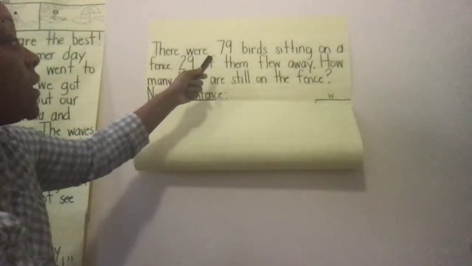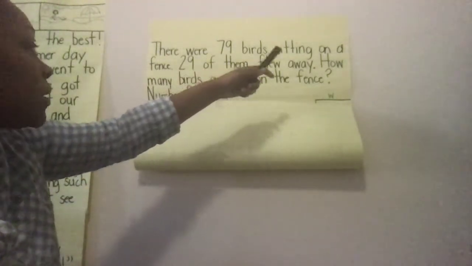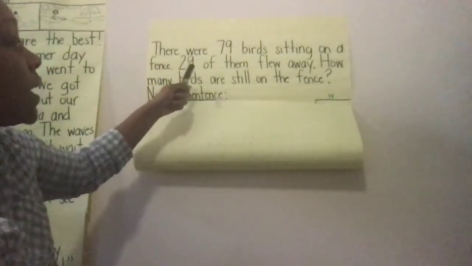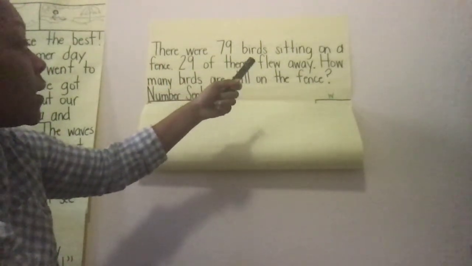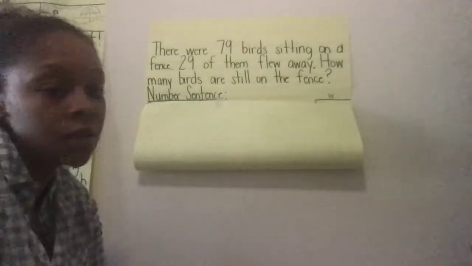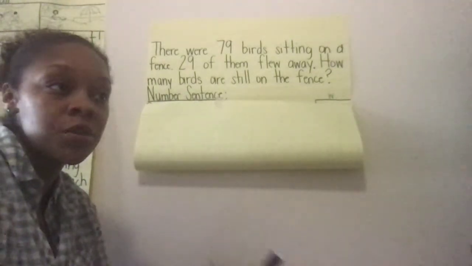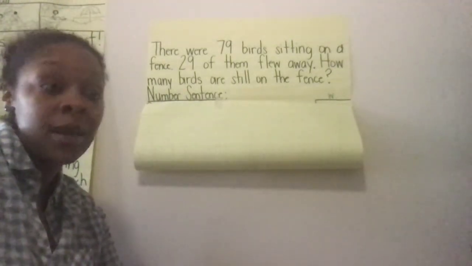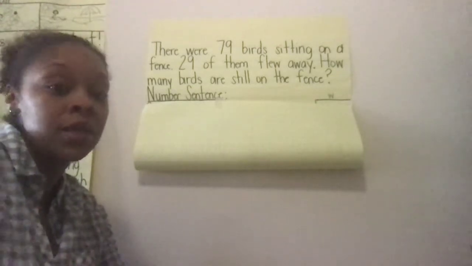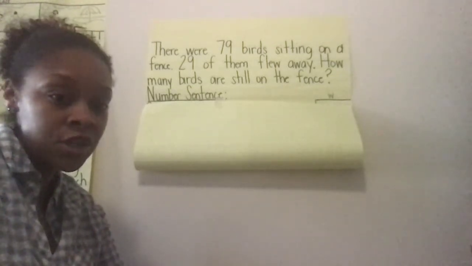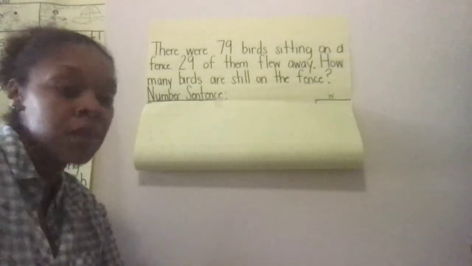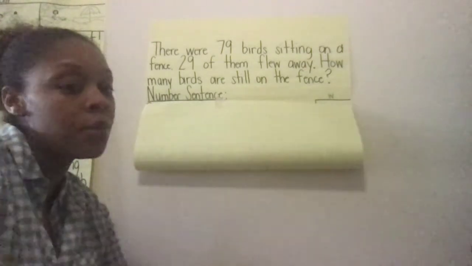There were 79 birds sitting on a fence. 29 of them flew away. How many birds are still on the fence? So again, you were thinking to yourself, was there an action? And yes, there was absolutely an action. What was the action? Yep, the birds flew away.